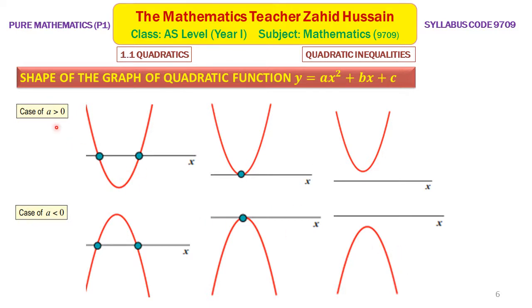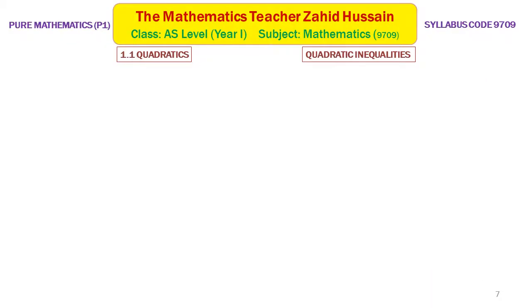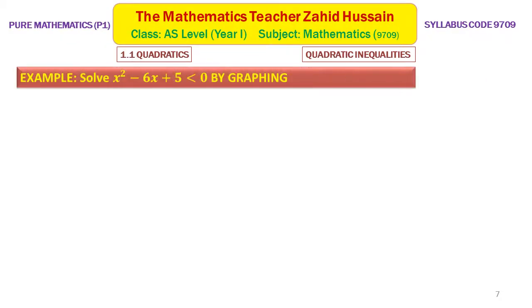When you solve the quadratic expression, you may get 2 values of x, you may get only 1 value of x, or you may not get any value of x. Now let's solve the questions by all the 3 methods: by graphing method, by number line method, and by completing the square method. This is the question: x square minus 6x plus 5 less than 0, by graphing method.